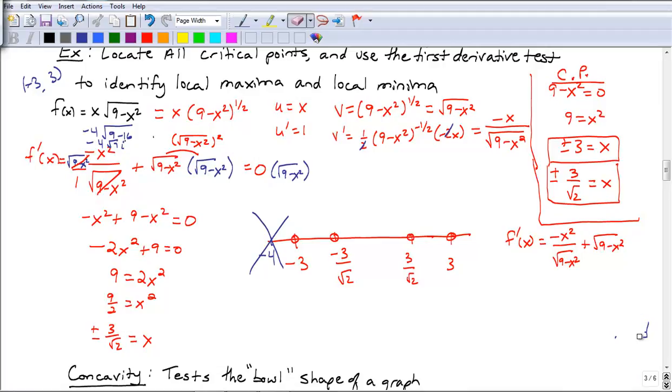Now we pick another test point. This one will actually be in the domain. The other test point has to be between negative 3 and negative 3 over root 2. To do this, you've got to figure out what negative 3 over root 2 is. So just get a calculator. Into your calculator, you type negative 3 over the square root of 2, and you get 2.12. So that's like negative 2.12.